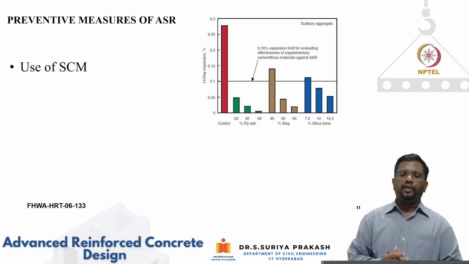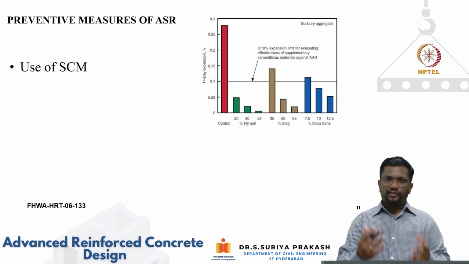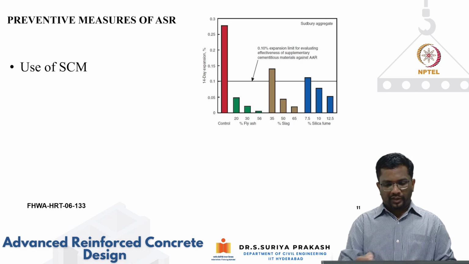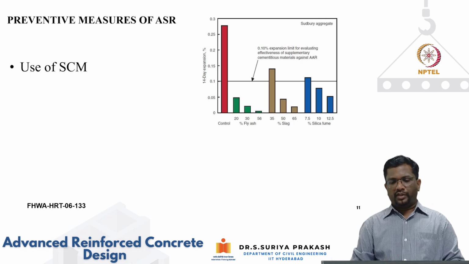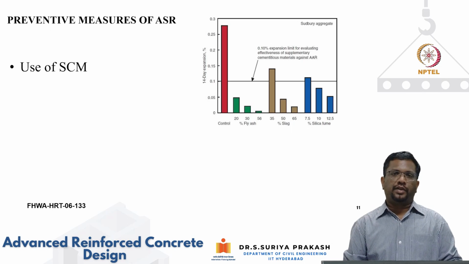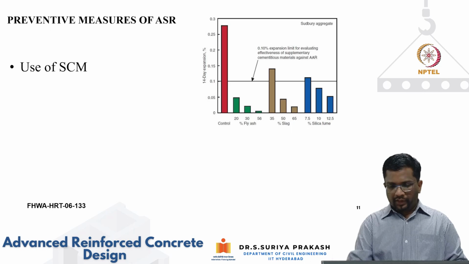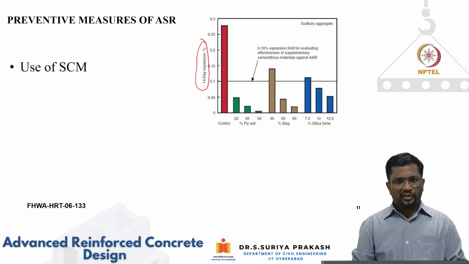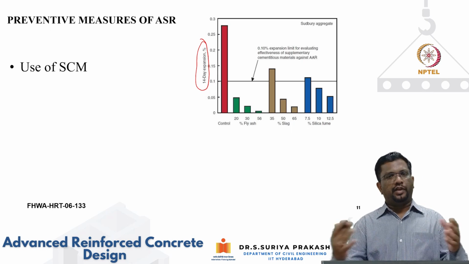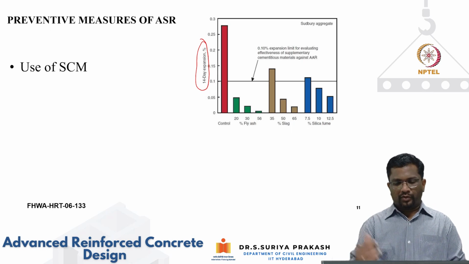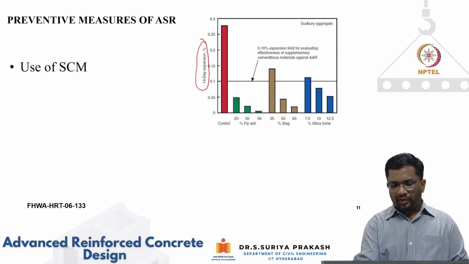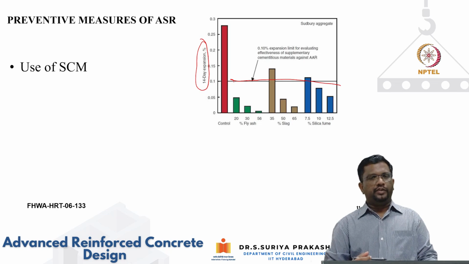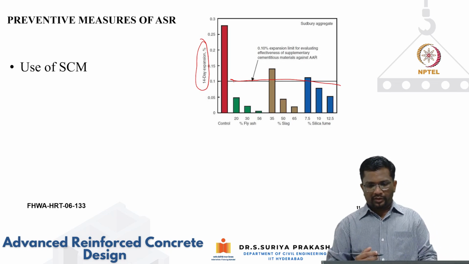Now, what are the preventive measures for alkali-silica reactions? As we have seen in the first part of the module, one way is to use supplementary cementitious material. People have done some experiments, and we can clearly see in this graph on the right, in the y-axis, we are measuring the expansion. The higher the expansion, the higher the stresses that will be induced. So we want to limit that expansion. This black curve is the limiting value that is suggested, which is 0.1 percent expansion limit.